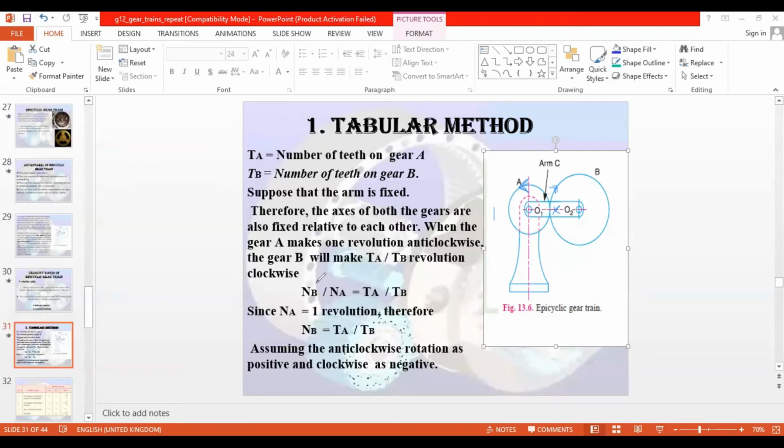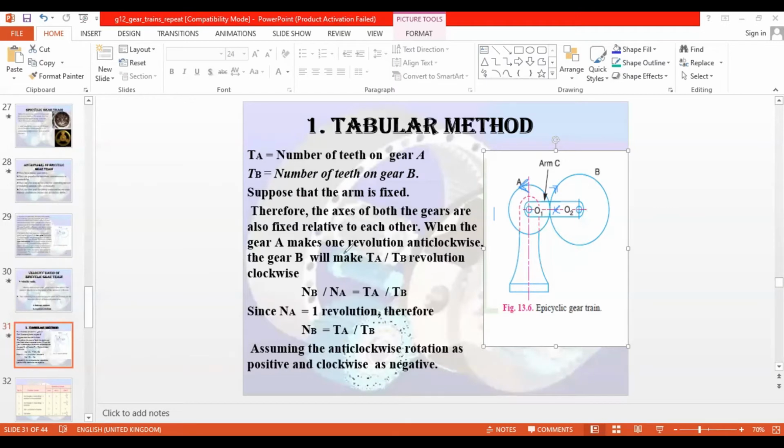And we know the speed ratio NB by NA is equal to TA by TB, right? So the speed ratio will be given by the inverse of the number of teeth, as you know. So NB upon NA, that is the speed of B upon the speed of A, equal to TA upon TB, right? So teeth at A upon teeth at B. Here we have the speed of B and the speed of A.